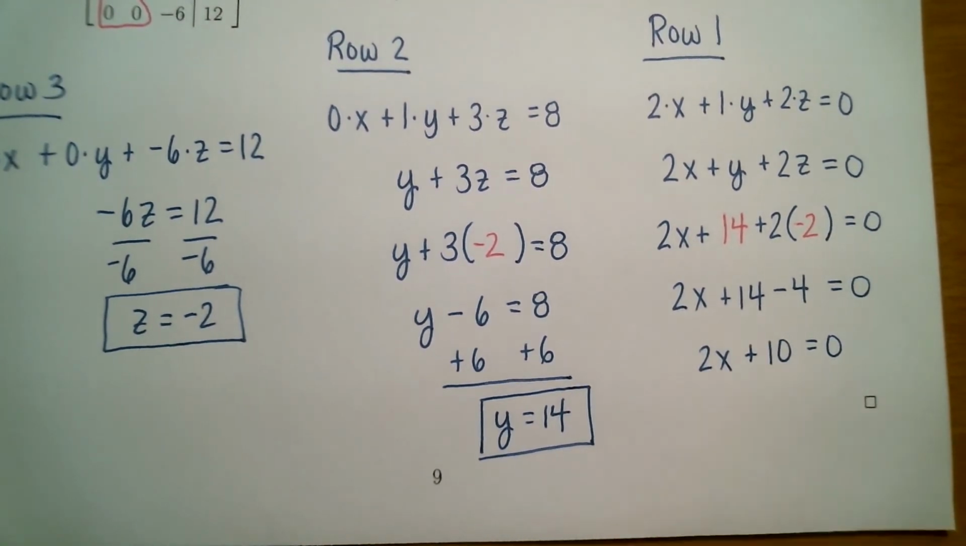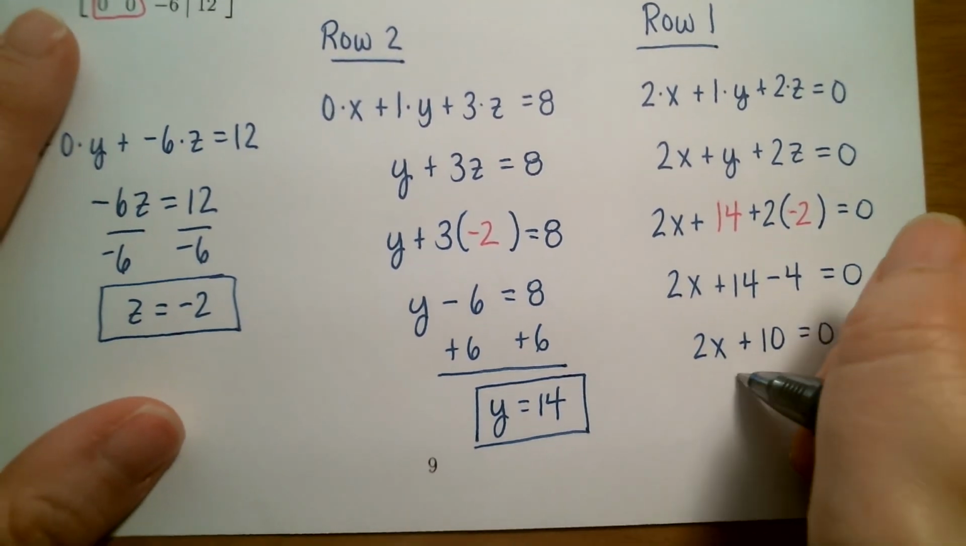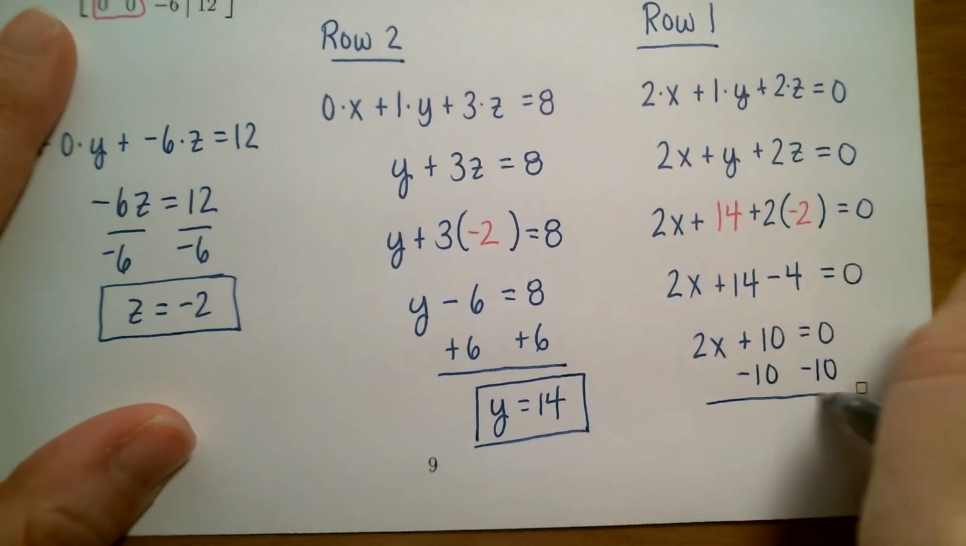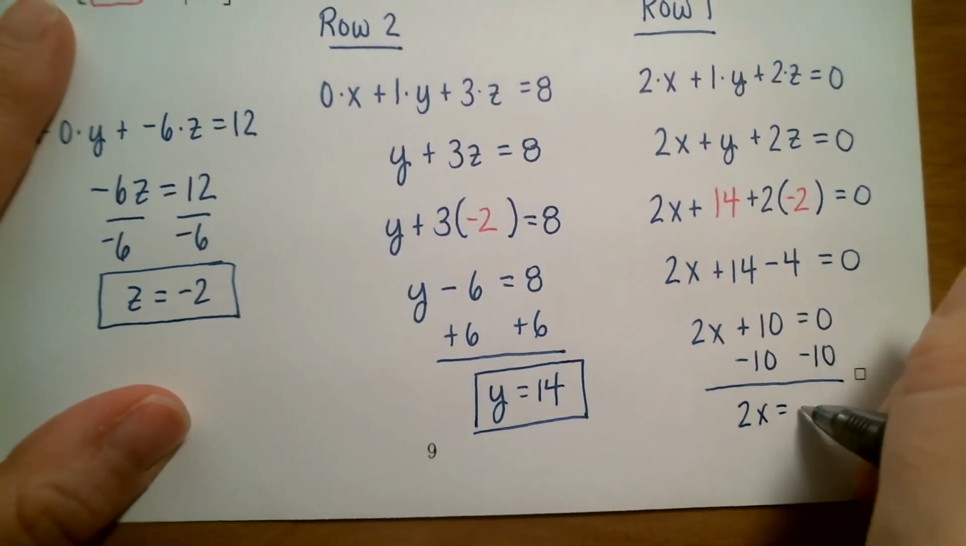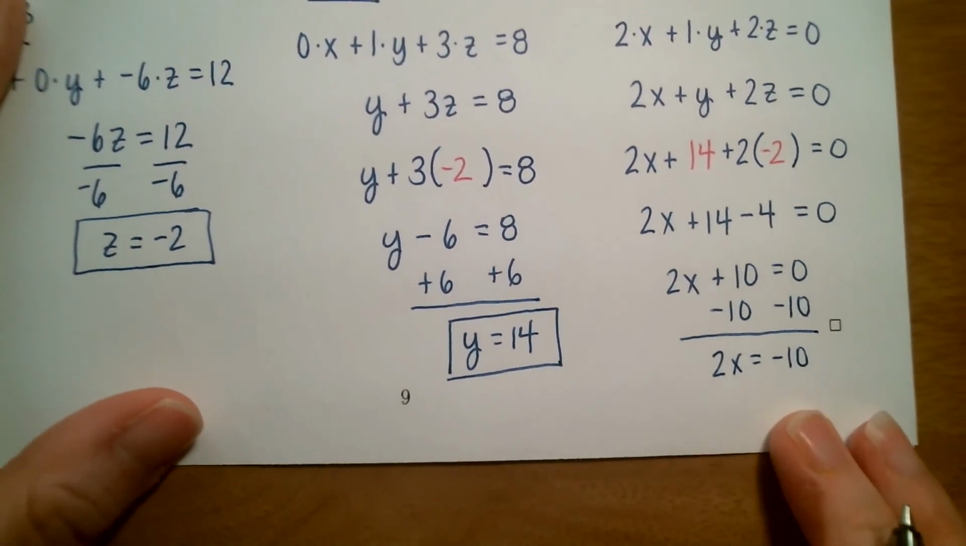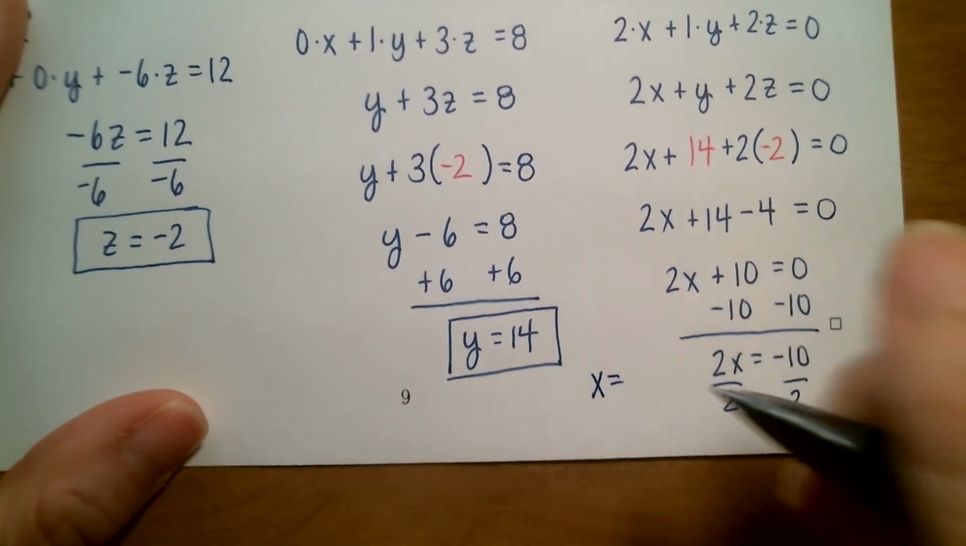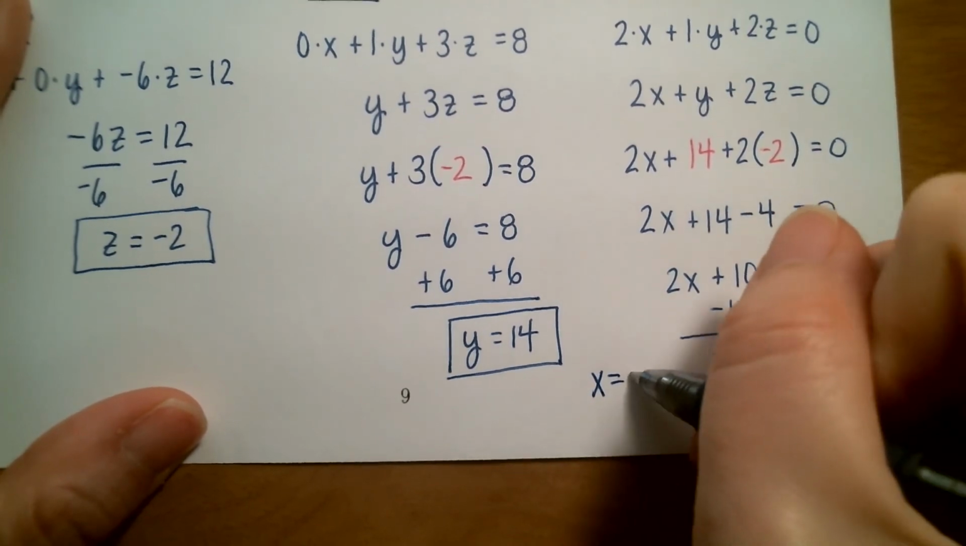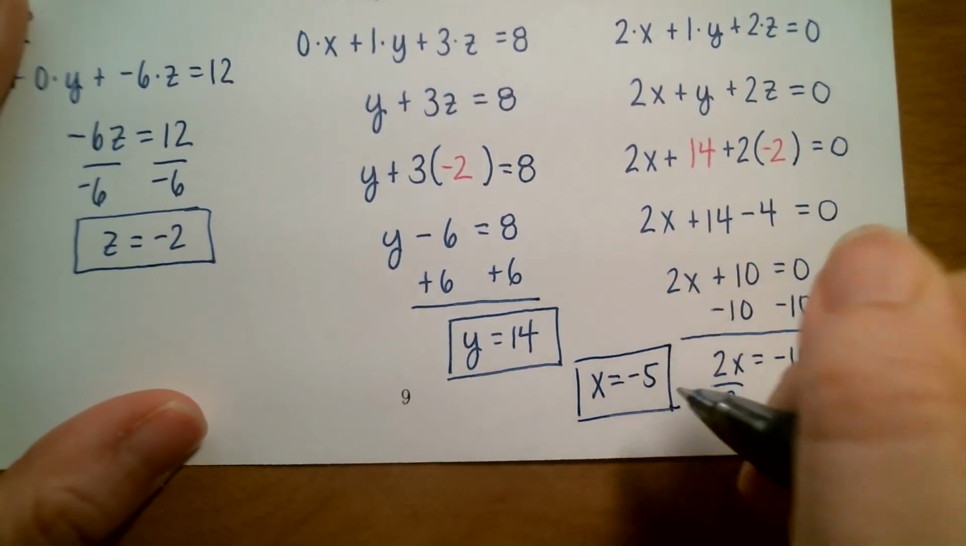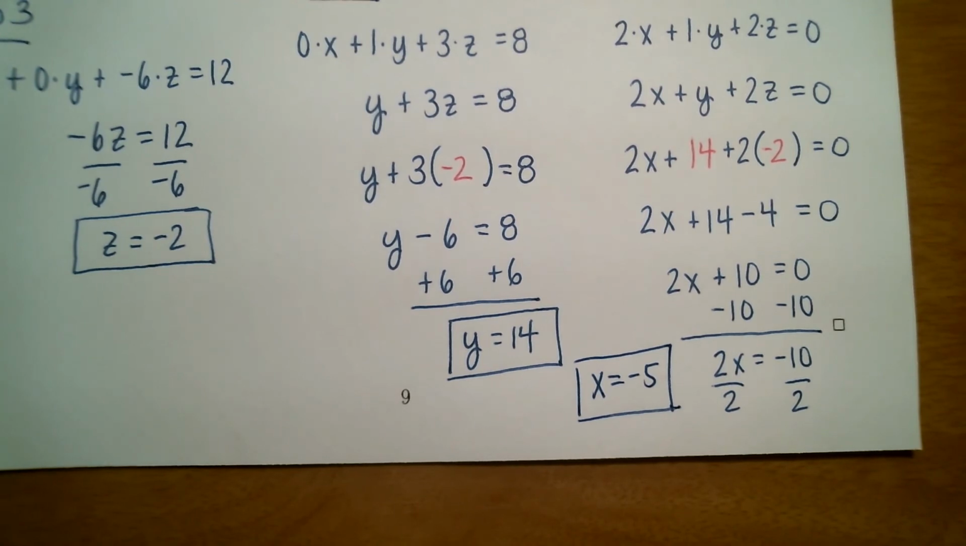We want to get the 2x by itself so that we can solve for x. So we'll move the 10 over. So 2x is equal to -10. Divide both sides by 2. That's going to tell us that x is equal to -5. All right, and that is our answer. This matrix corresponds to a system of linear equations that has exactly one solution. These are the variable assignments that work.